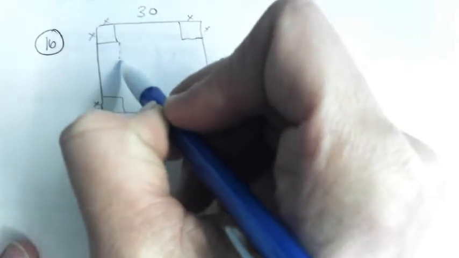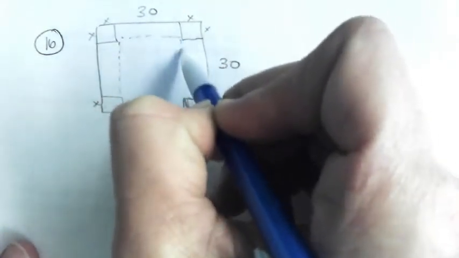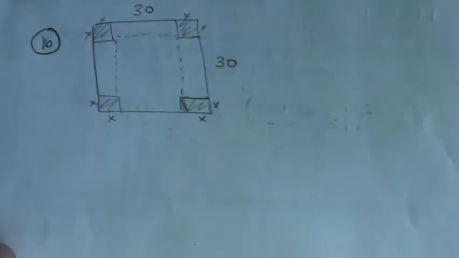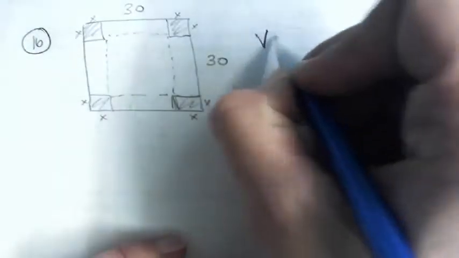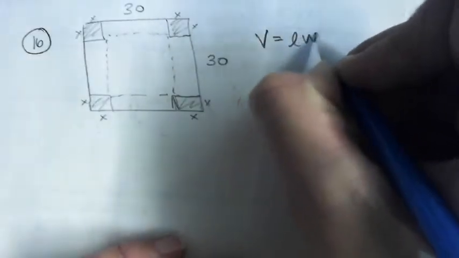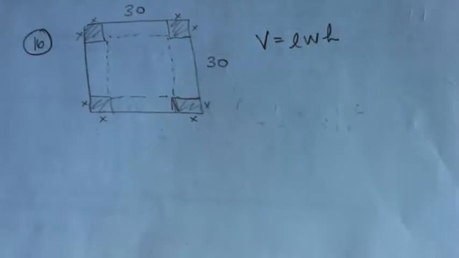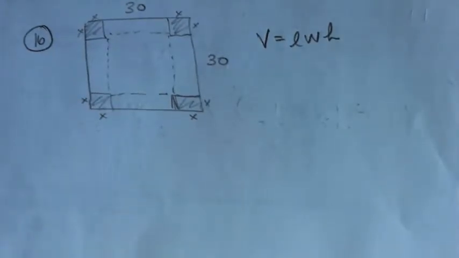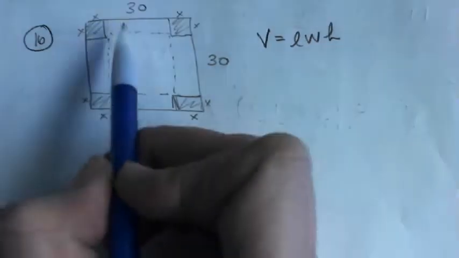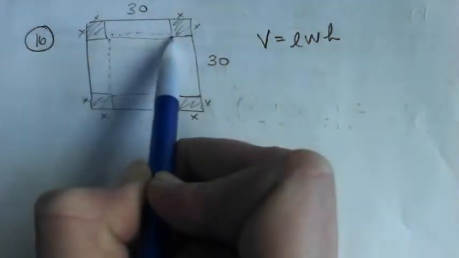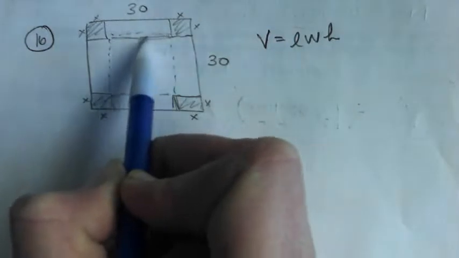So along these dotted lines is kind of where my folds would be. These wouldn't even be there. And so once this turns into a box, my volume is length times width times height. But I want that all in terms of x. So if I call this my length, how long is that?